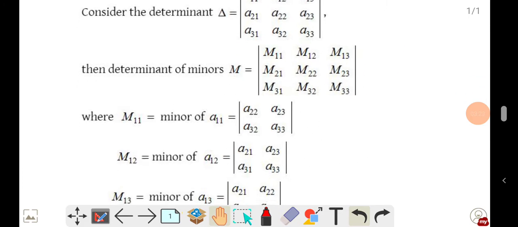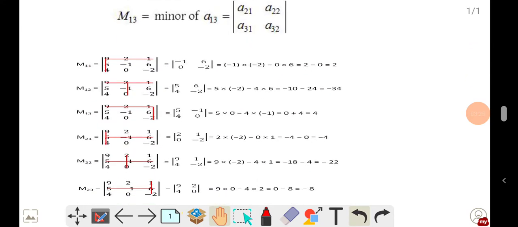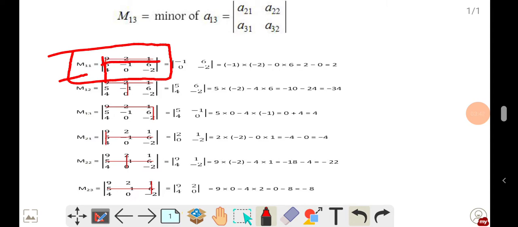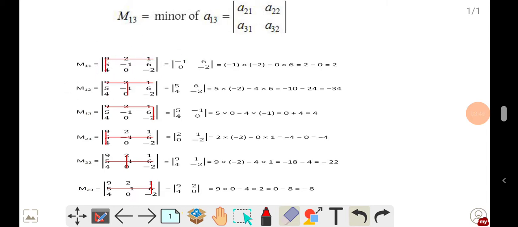Let us see the example below here. This is a square matrix: 9, 2, 1, 5, negative 1, 6, 4, 0, negative 2. So how is minor 1, 1 found? The first row and first column are cancelled. So what is left? Negative 1, 6, 0, negative 2 is left. Then find the determinant of it by crisscross multiplication. This is minor 1, 1.